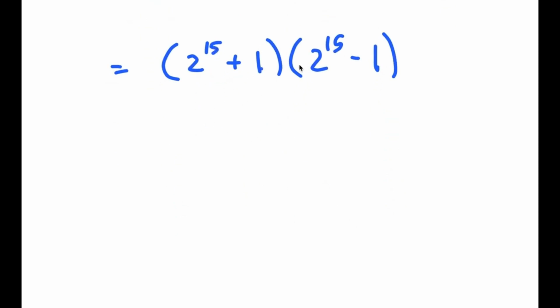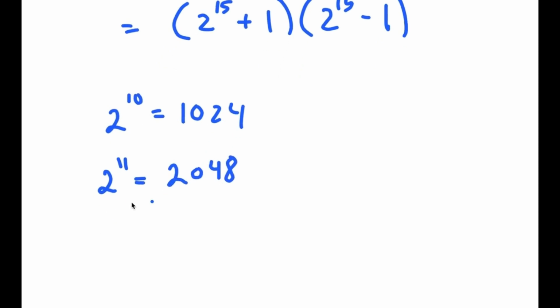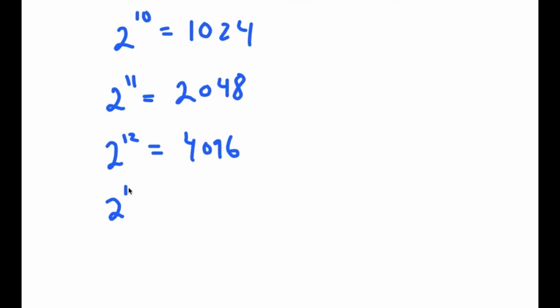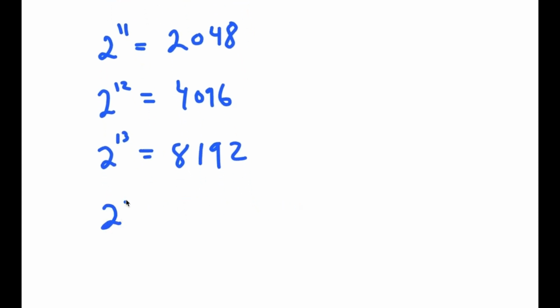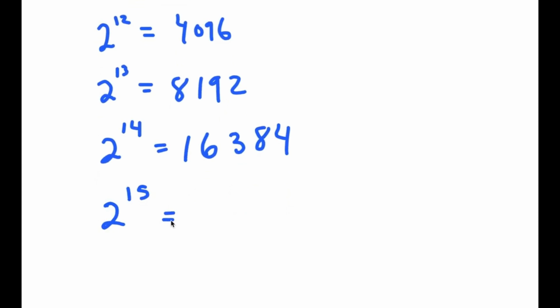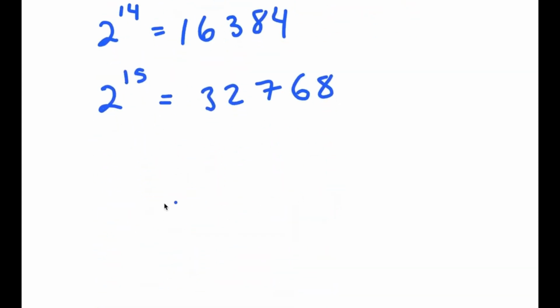Now, 2 to the power 15, well, what's the value of that? Well, 2 to the power of 10 is 1024. So 2 to the power of 11 is double of 2 to the power of 10, which is double of 1024, which is 2048. Now 2 to the power of 12 is double of 2048, which is 4096. 2 to the power of 13 is double of 4096, which is 8192. 2 to the power of 14 is double of that, which is 16,384. And finally, 2 to the power of 15 is double of this, which is 32,768.